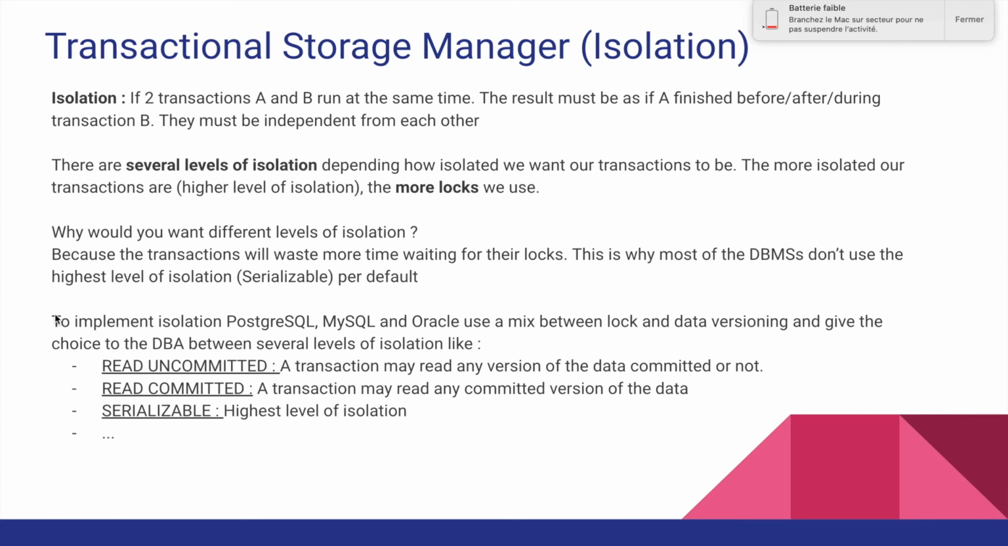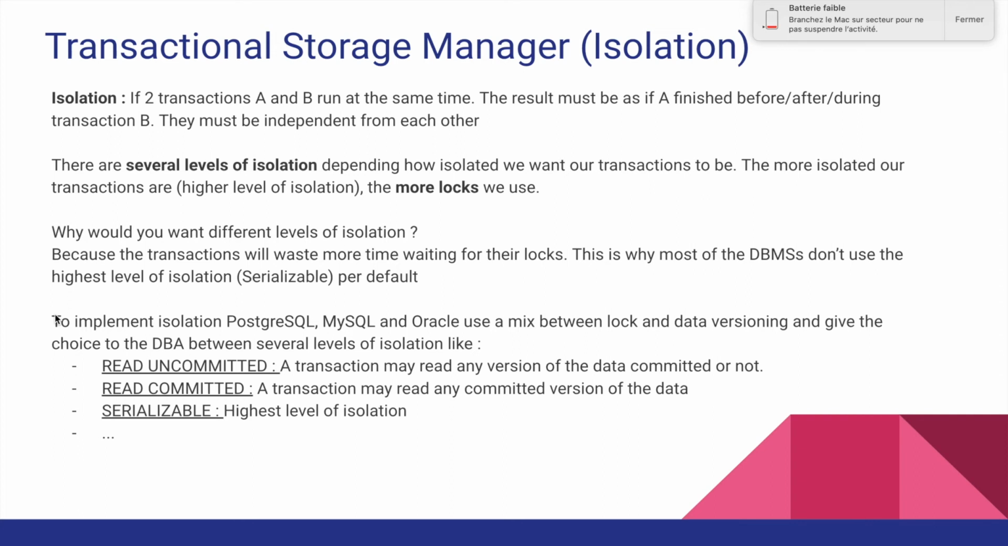There are several levels of isolation depending on how isolated we want our transactions to be. The more isolated our transactions are, the more locks we use. The question is why would you want several levels of isolation? Because the transaction will waste more time waiting for the locks. This is why most of the RDBMS don't use the highest level of isolation, which is serializable, per default, because it takes some time. So if you need your query to be processed quickly, the highest level of isolation might not be the best idea.